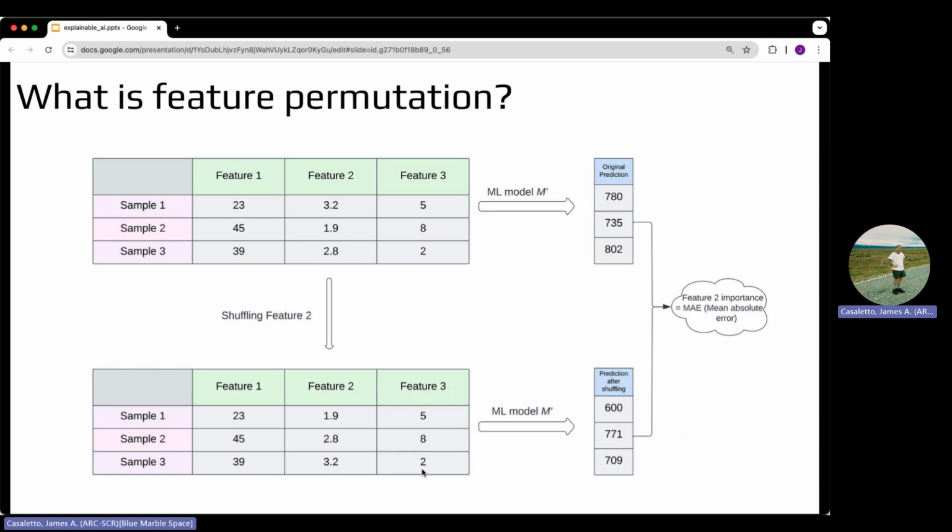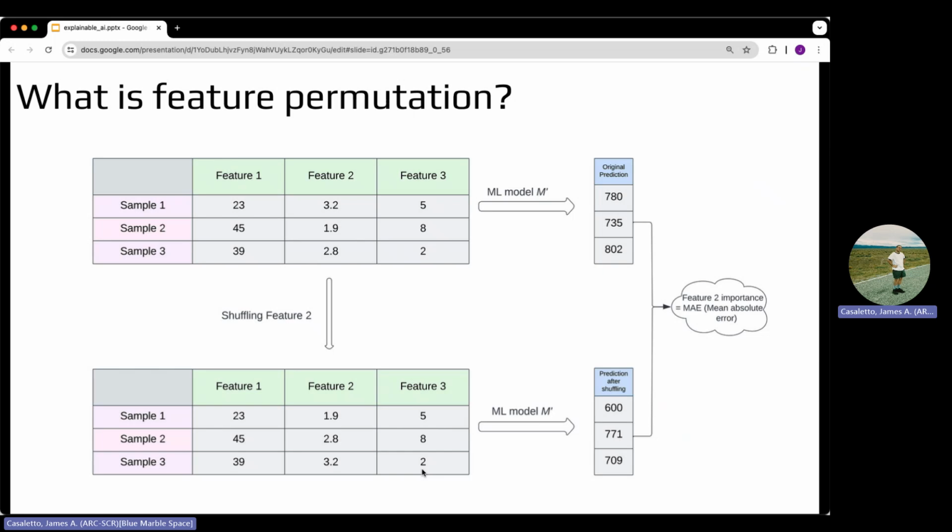For each feature in the dataset, you shuffle the values of that feature across the data points in the validation set, which breaks the relationship between that feature and the target. This means that only the values for one feature are shuffled at a time while the other features remain unchanged. With the shuffled feature, you then reevaluate the model's performance on the same validation set. You calculate the difference in model performance with the original unshuffled data and with the shuffled data for the feature.